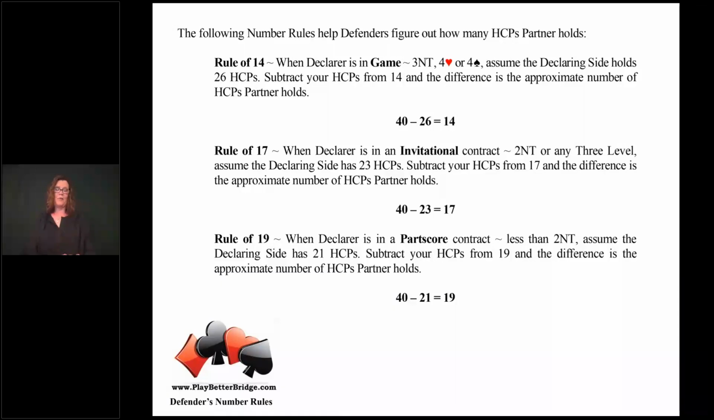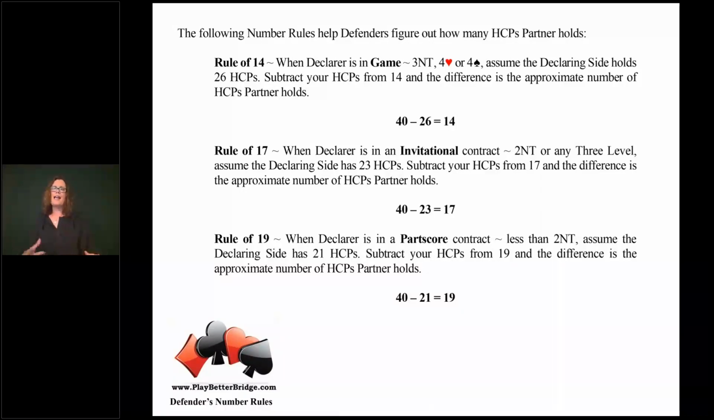Then add up the high card points in your hand, subtract from 14, and that leaves you the approximate number of high card points your partner has. Do this on every defensive hand you play, right? Whether or not your partner's over here doing it, right? This is for your game, and fun things will start happening in the middle of the defense, in the middle of the hand, and you figure it out because you know how many high card points your partner started with. Okay, rule of 17.